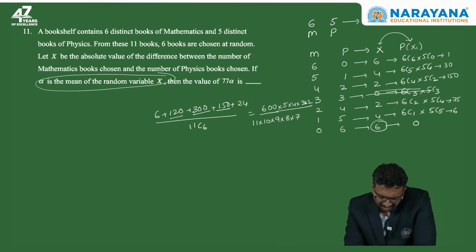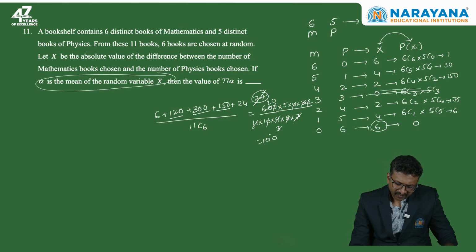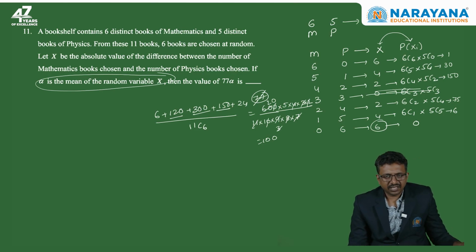So, this is the mean, and you are asked to multiply it with 77. So, 77 means 11 and 7 are going to get cancelled. 10 gets cancelled, 4 2s are 8 gets cancelled, 3 3s are 3, 20s are... So, 20 into 5 is equal to 100. So 77 alpha is turning out to be 100.